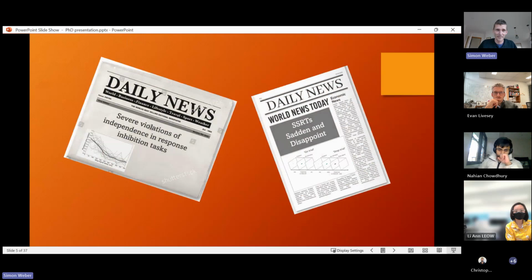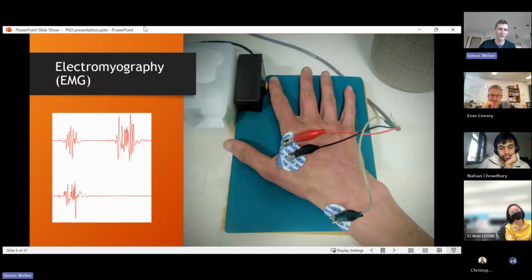SSRT has fallen into question a lot recently because of mostly violations to that assumption that I was talking about, of the independence of the go and stop process. So this is an actual title from a journal article that I've humorously put on a newspaper. I just liked the melodrama of it. But the main point I wanted to make is that we didn't want to rely entirely on this behavioural measure. And so we've used another one as well. That on the right isn't an actual title from an article. That was just a moment of self-expression. But we used EMG as well to assess the latency of stopping.